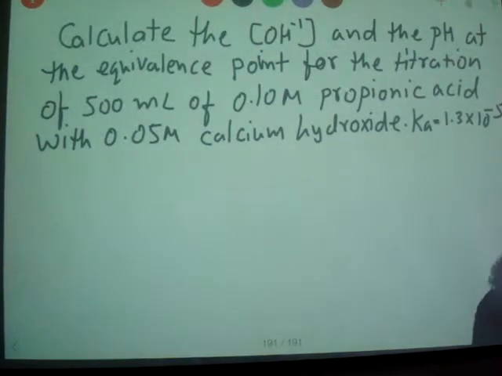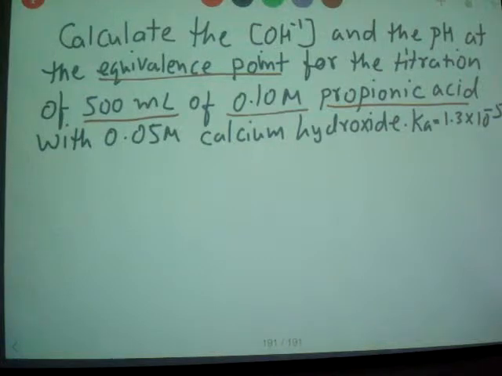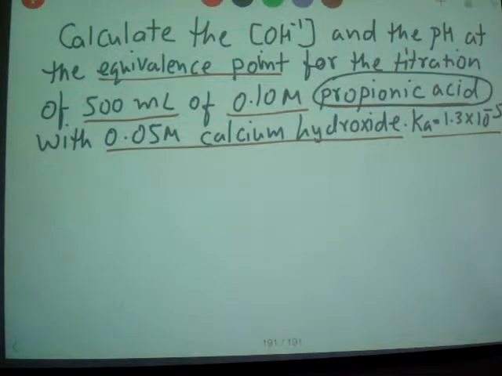Alright, so we need to calculate the OH minus ion concentration and the pH at equivalence point. And what are we titrating? Propionic acid, 500 milliliter, 0.1 molar with calcium hydroxide, and the Ka value is given. So the first step, we need to find out the moles of propionic acid. That's the first step we need to find.